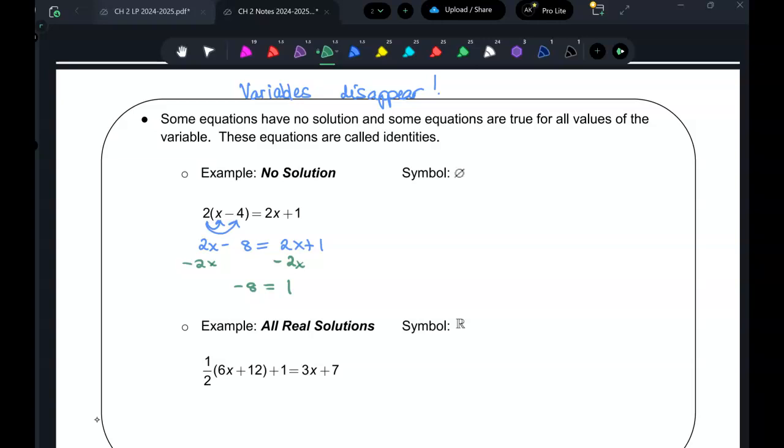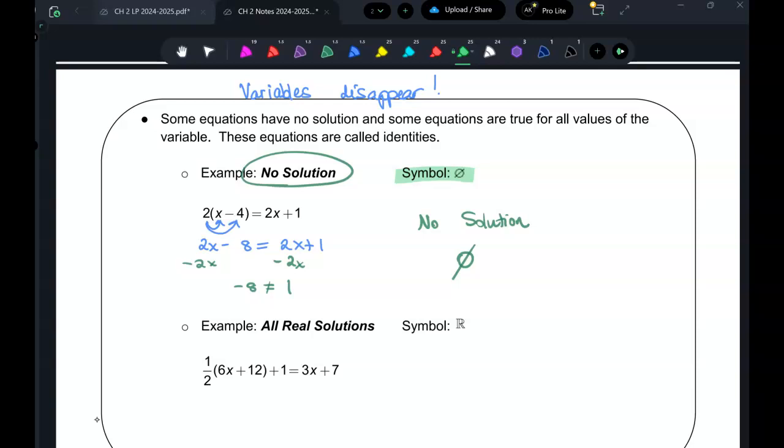Does this answer make sense? No. Negative 8 does not equal 1. So we say this is no solution, because negative 8 can't be 1. You could put a circle. Either one's okay. I like putting the little abbreviated symbol for no solution.